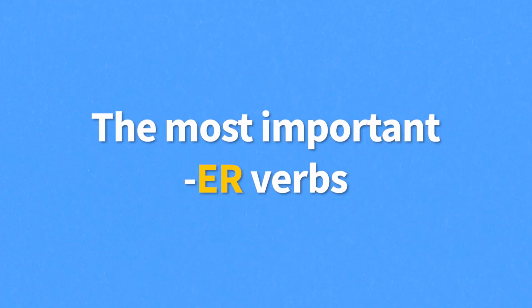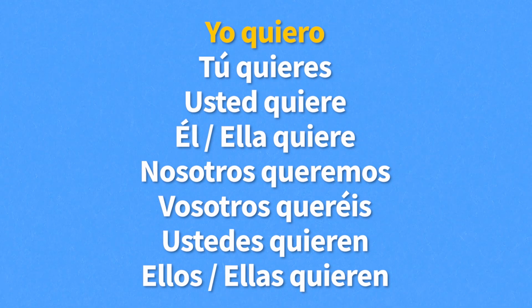Moving on to the important irregular ER verbs, we have the verb querer or to want. Yo quiero. Tú quieres. Usted quiere. Él, ella quiere. Nosotros queremos. Vosotros queréis. Ustedes quieren. Ellos, ellas quieren.